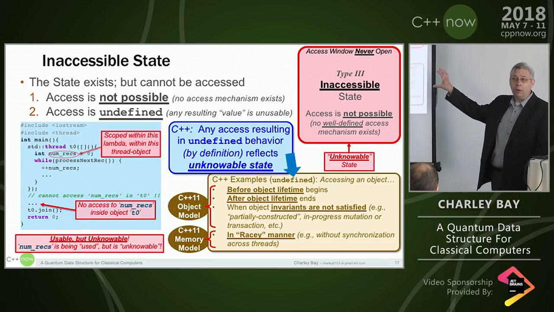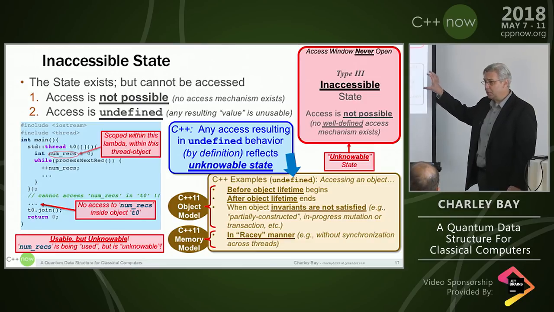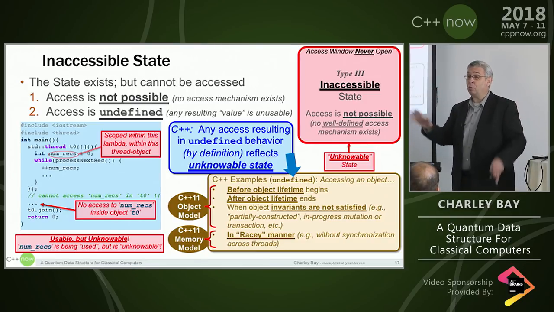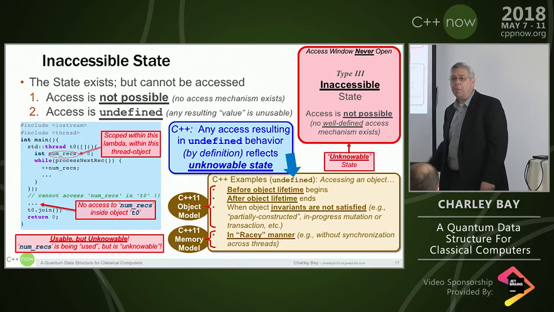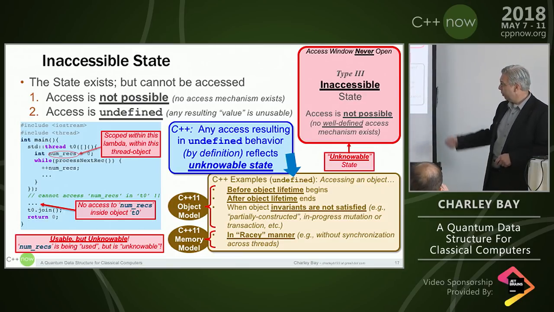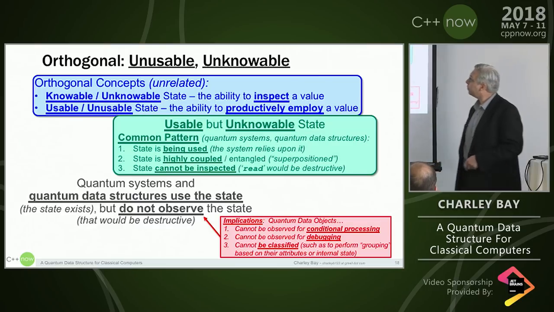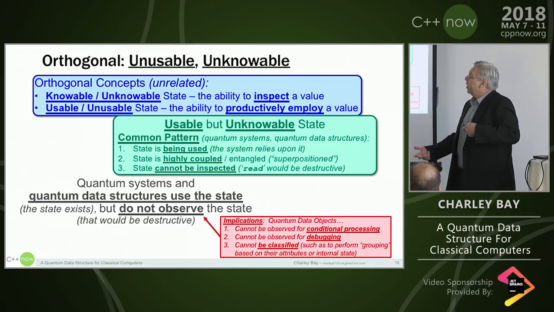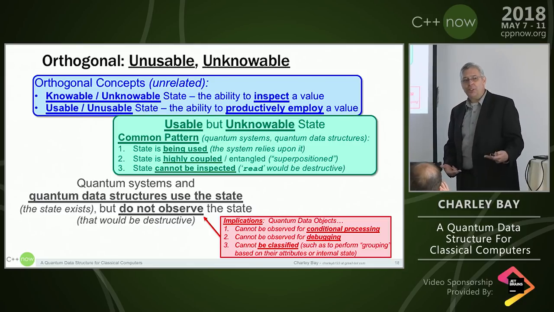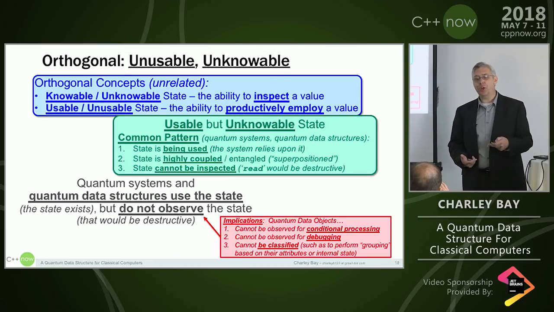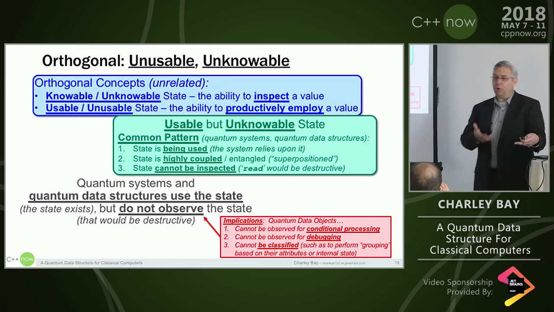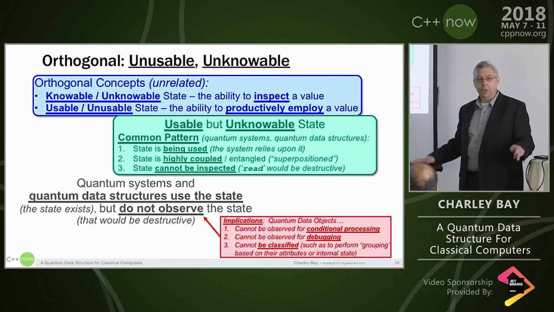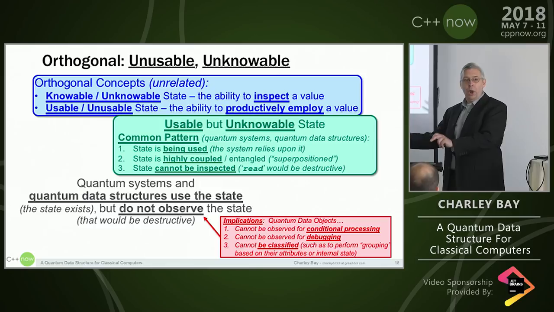So the object model is really, really useful for this, C++11 and beyond, but even in C++, constructor and destructor are really useful for this. But the memory model really helps out a lot, especially in regards to racy threads. So this is a weird pattern, but it's a pattern we're familiar with. There are orthogonal concepts for whether or not the state is knowable, I know it or don't know it, versus whether it's usable, I use it or don't use it. These are orthogonal. So we rely upon a lot of state that we don't know in a child process, but we're using it, we rely upon it.